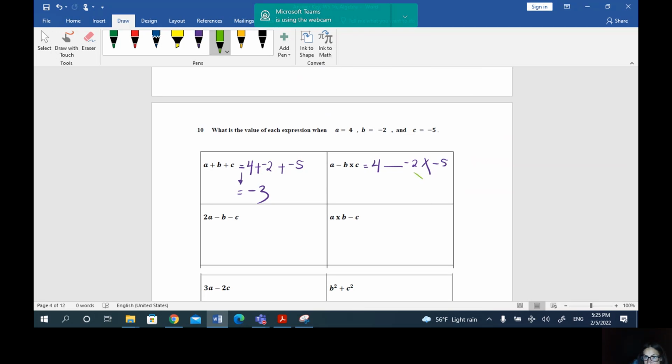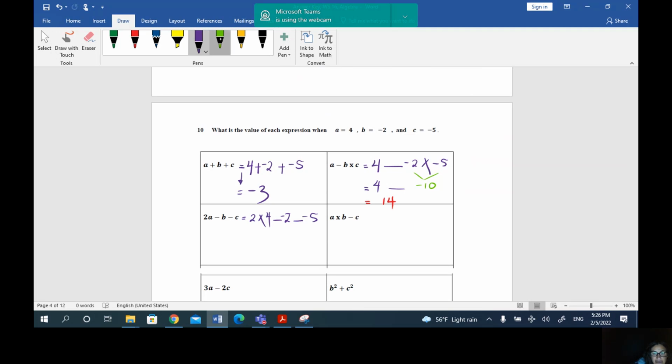Let's take into consideration the order of operation. So we start with multiplication. Minus 2 times minus 5 is minus 10. And we have here 4 minus minus 10, right? 4 minus minus 10 will bring us to 4 plus 10, which is 14. Okay, let's go to the third one. 2a means 2 times a. So 2 times 4 minus b, which is minus 2, minus C, which is minus 5.